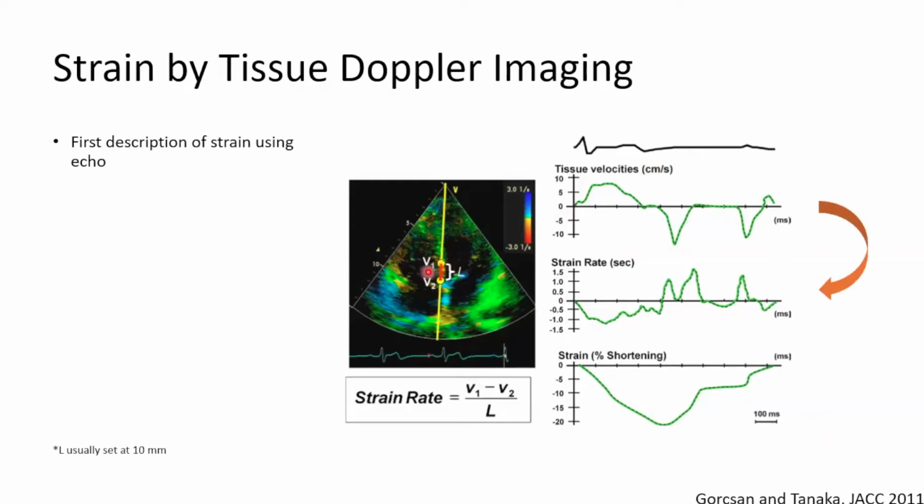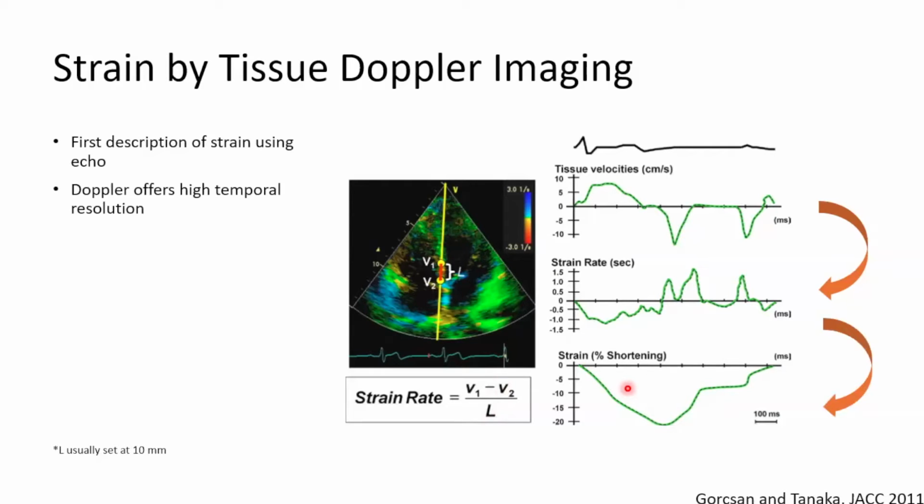If you, for example, look at this image on this side, velocity at two different, spatially differentiated points in the myocardium, subtracted from each other over a set distance, L, usually set at 10 millimeters, derives the strain rate of that myocardium. And then further, because you know the time that it took for that strain rate to occur, you also can derive the strain and the shortening. So this was actually the first way that we did this.